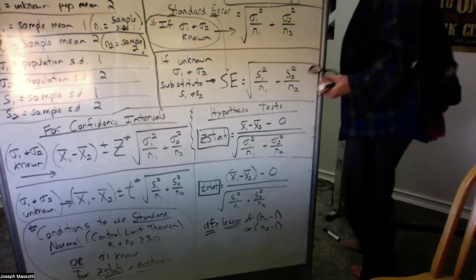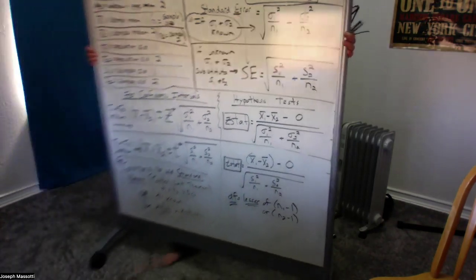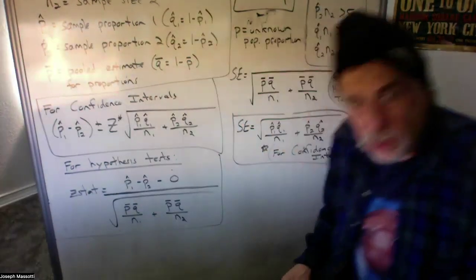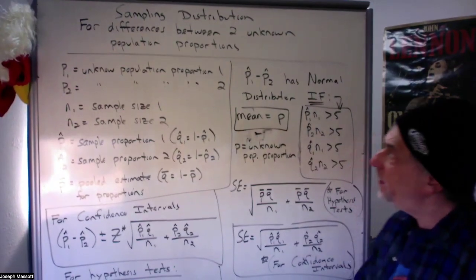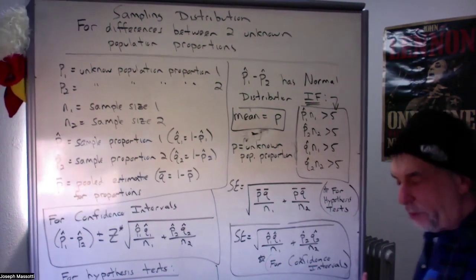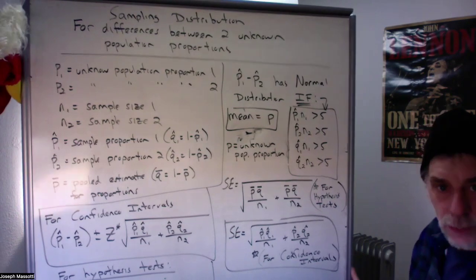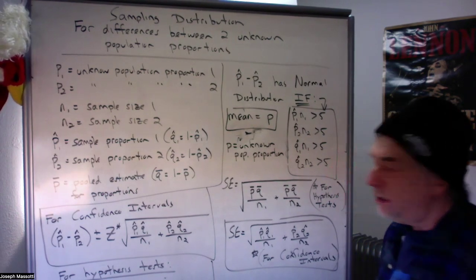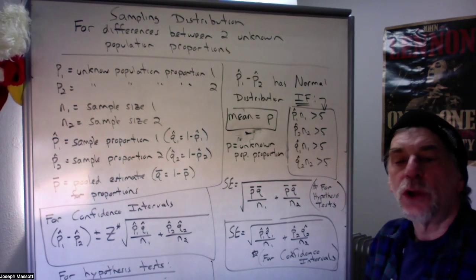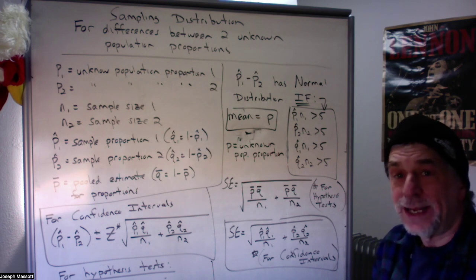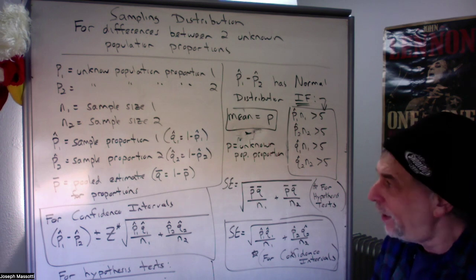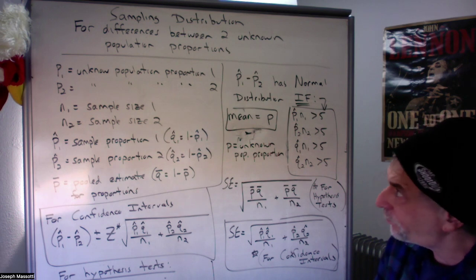So now let's look at the difference between two population proportions. Here, sampling distribution, we're talking about difference between two population proportions. Now this is a little bit less complicated because it's always going to be a z statistic for hypothesis tests and a z critical value when we talk about confidence intervals.